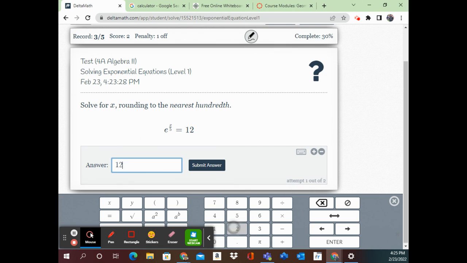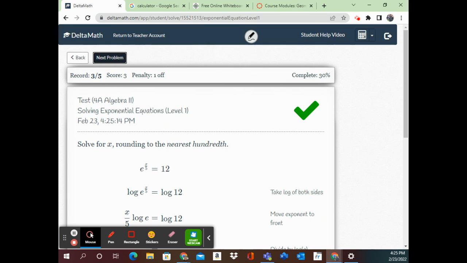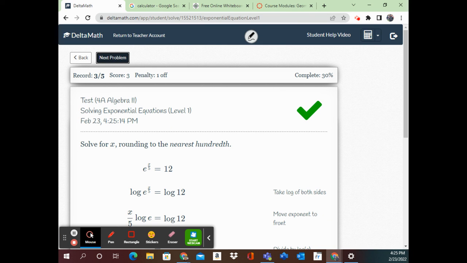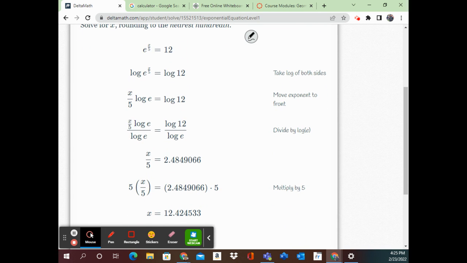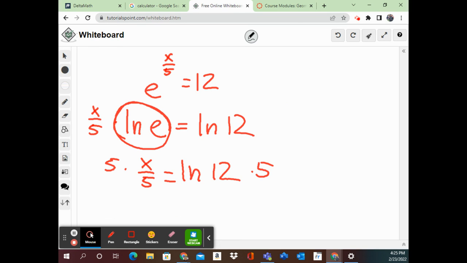So we'll go ahead and type in 12.42, hit submit answer, boom, and that's going to give it to us, right? So again, I know it says log of e on the screen, but I do know personally that ln of e is just 1. So if I go back to my whiteboard and my notes, ln of e is 1. So anytime I'm dealing with ln of e, this is the approach I want to take, because it kind of simplifies everything for me, right?